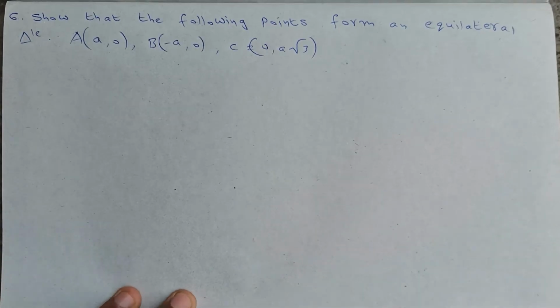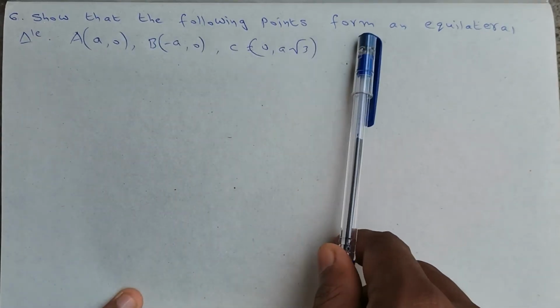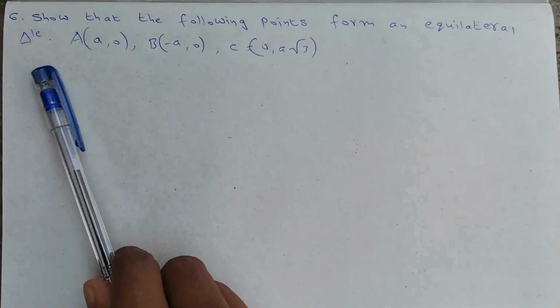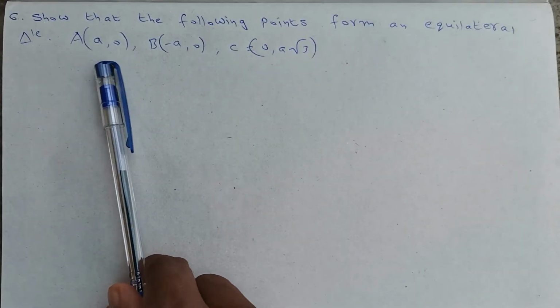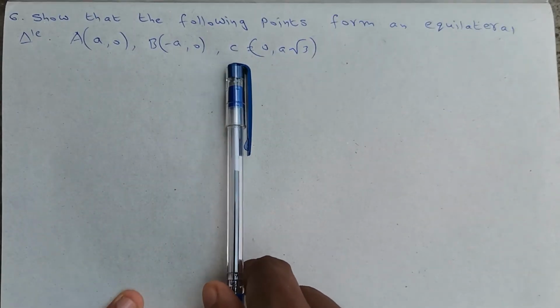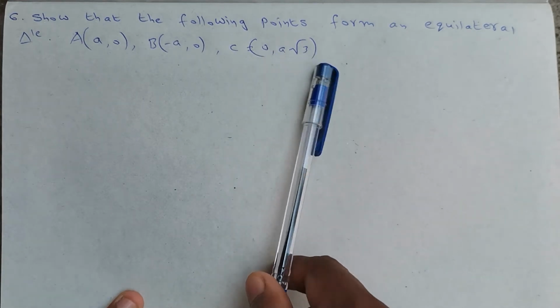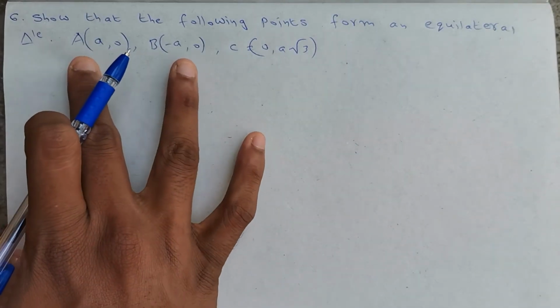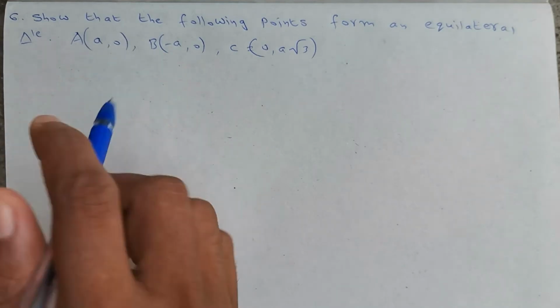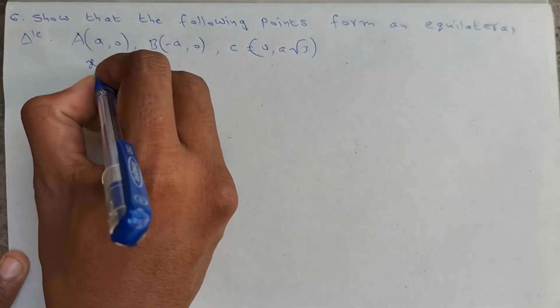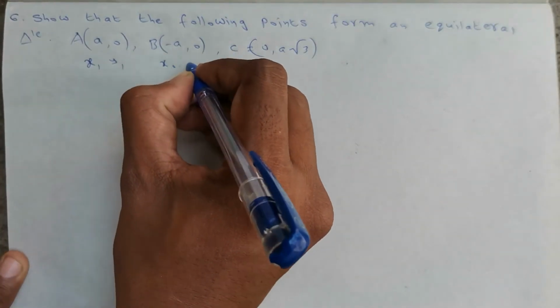The question number 6 is, show that the following points form an equilateral triangle. Point A is (a, 0) and point B is (minus a, 0) and point C is (0, a root 3). So first I am taking the AB and I will find the distance between these two. So this I am taking as x1 y1 and this as x2 y2.